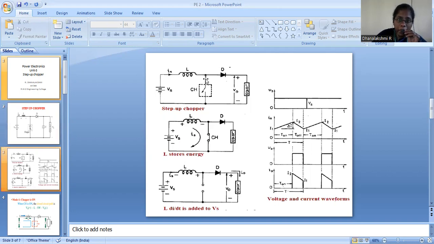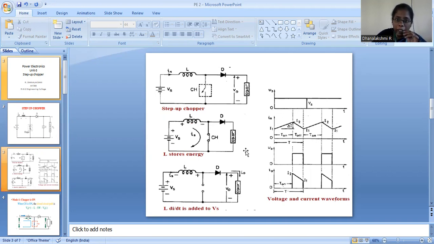When the chopper is closed, or switched on, this becomes a short circuit path, and the source current flows entirely through this inductor and goes back to the supply. So in no way is it connected to the load. During this period, the inductor will store the energy. The source is now connected in parallel to the inductor, therefore the energy is stored in the inductor.